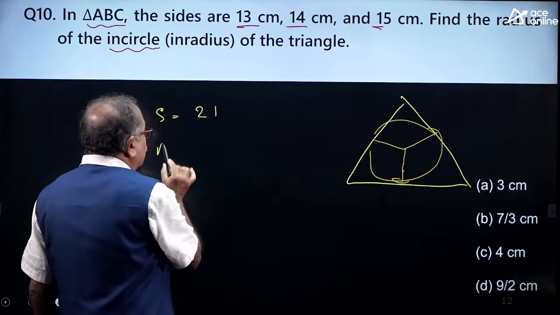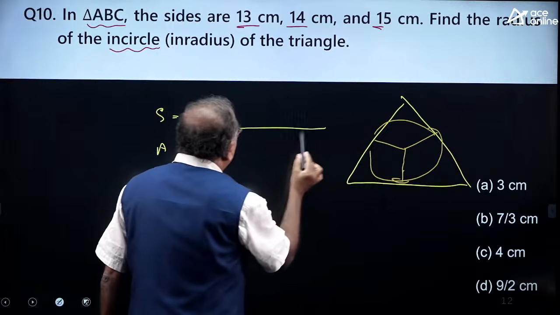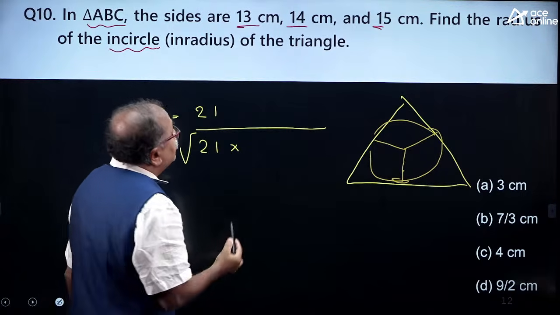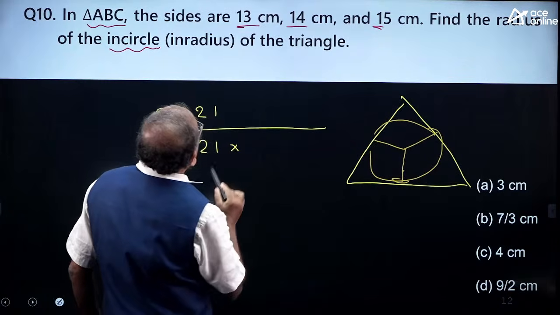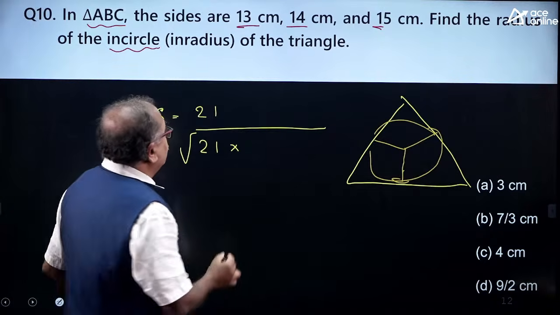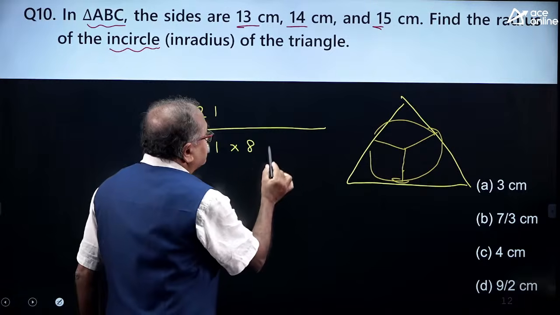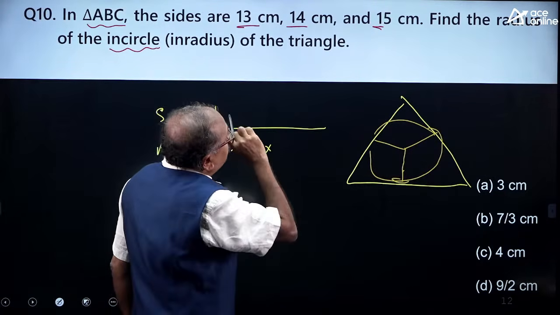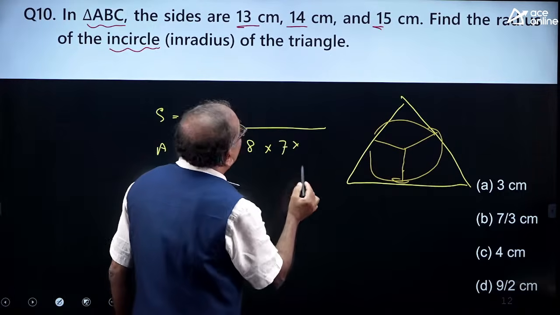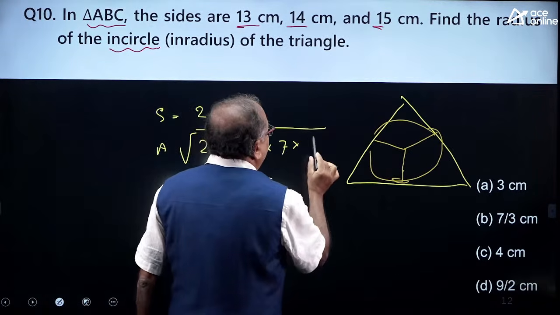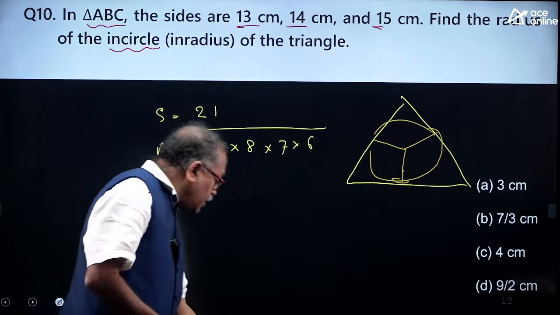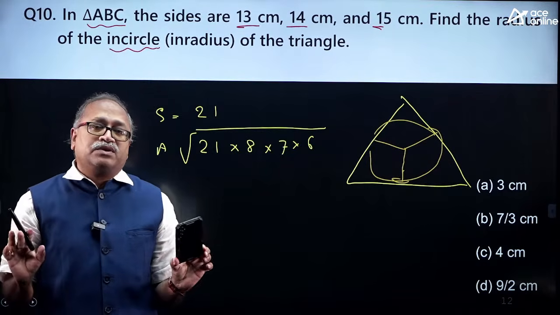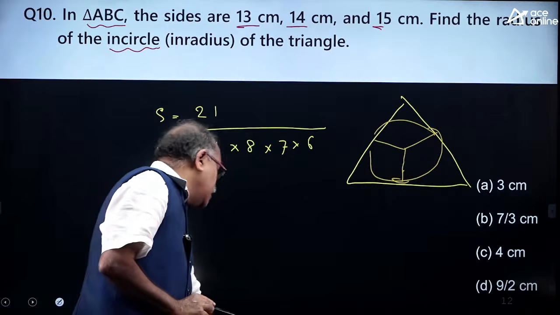So, what is the area? The area is equal to square root of first 21 into 21 minus 13, and it comes 12. 21 minus 13, that comes 8, into 21 minus 14, and that comes 7 into 21 minus 15, that comes 6. Anyone answer the question? Okay. Not an issue, you are learning it, which is useful for you, my dear friends.